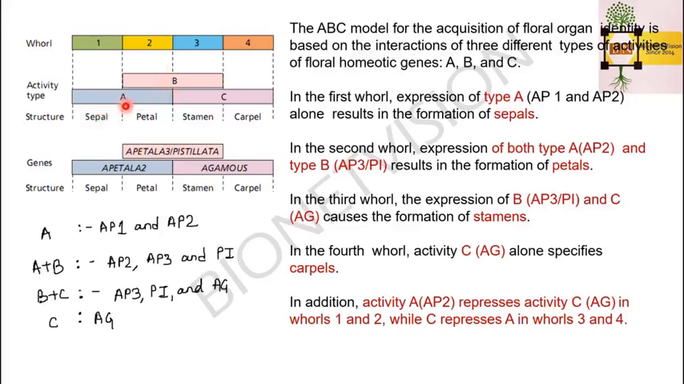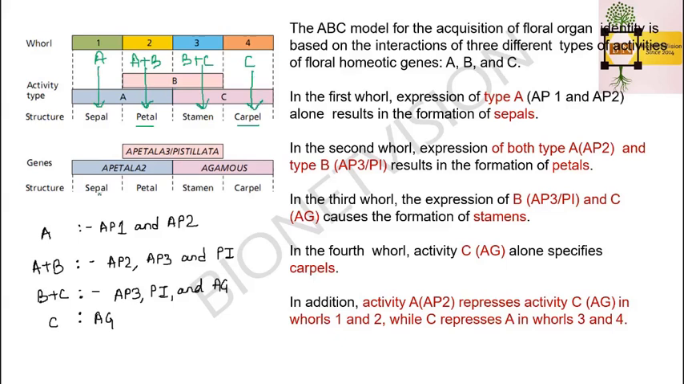Whenever A is overlapped with B in this region, A plus B will form petal. Here B is overlapped with C, it will form stamen. Here C is alone, it will form carpel. This is the wild type nature: whenever A is expressed alone, it will form sepal, A plus B will form petal, B plus C will form stamen, and C alone, when it is present, will form carpel.